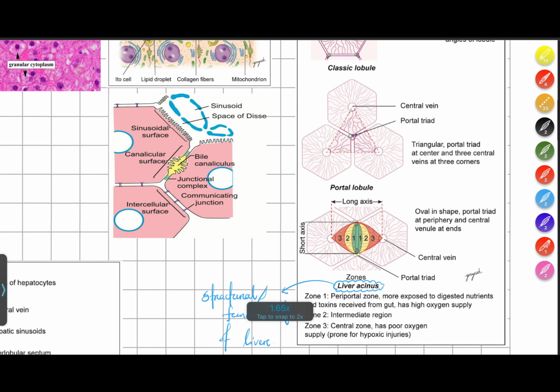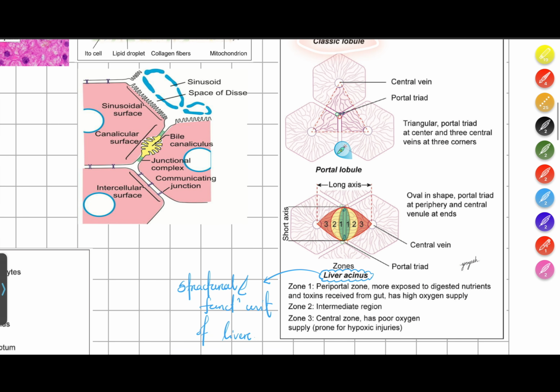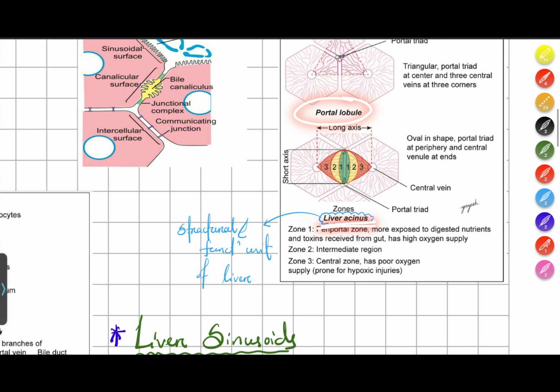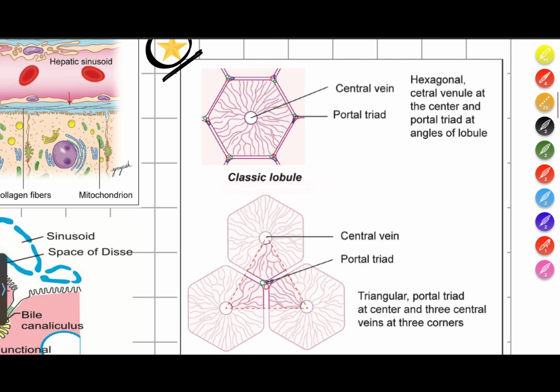Now let's see some important structures of the liver. One is the classical lobule, another is portal lobule, the last one is liver acinus. So what is classical lobule? If we take central vein as the center and at the six corners there are portal triads. You can see at the corner there is presence of portal triad. Then the structure we get, that is classical lobule. At the center there is central vein, and at the corners there is presence of portal triad. That structure is called classical lobule.